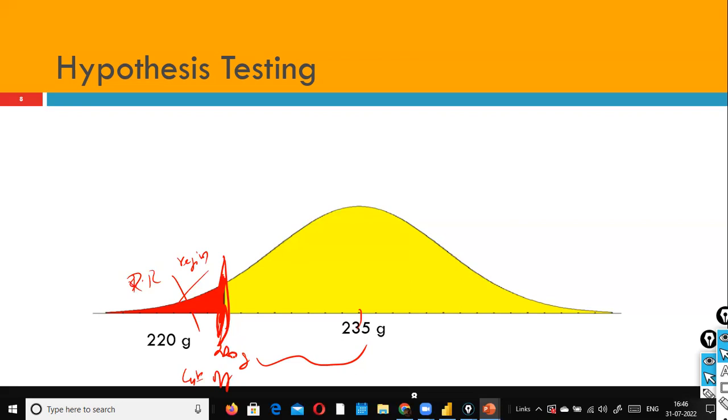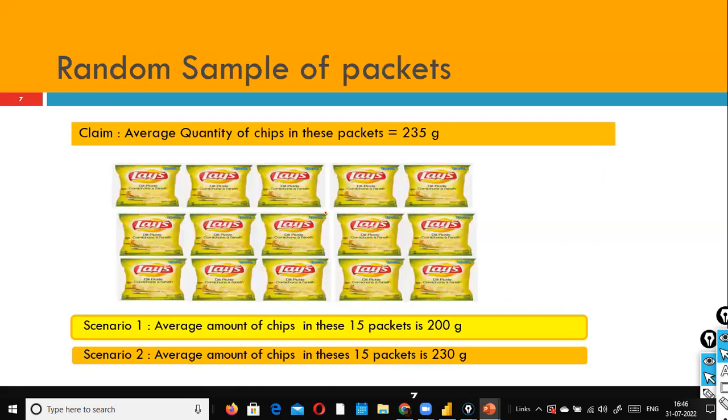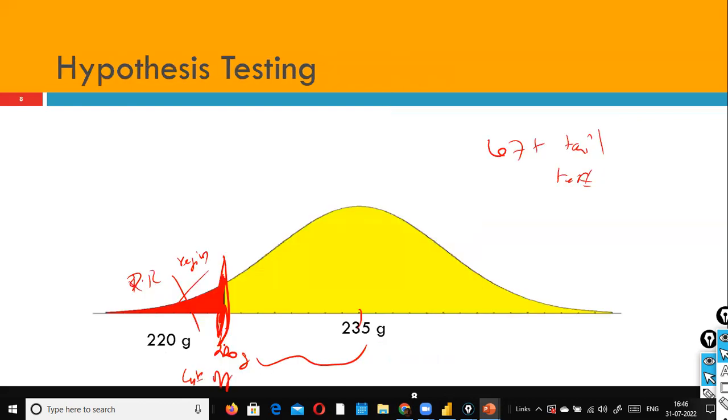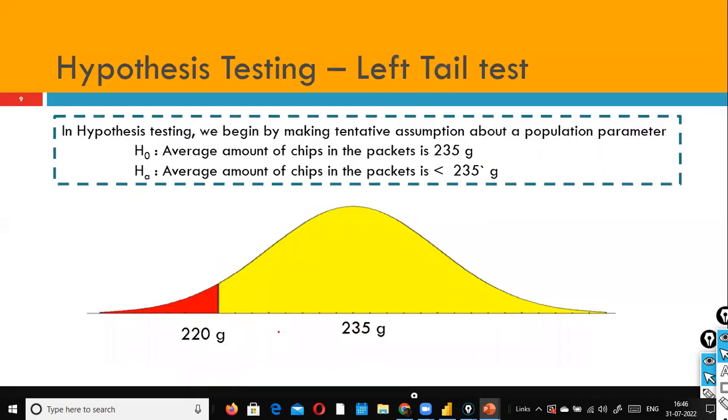Since 220 gram or less than 220 gram is all falling on the left side, we call it a left tail test, or one tail test. So this is called your rejection region. Anything less than 220 gram, I'm going to reject it. So I'm not going to accept the statement made by the manufacturer, but still I'm okay with 220 gram. Up to 15 gram I can tolerate.